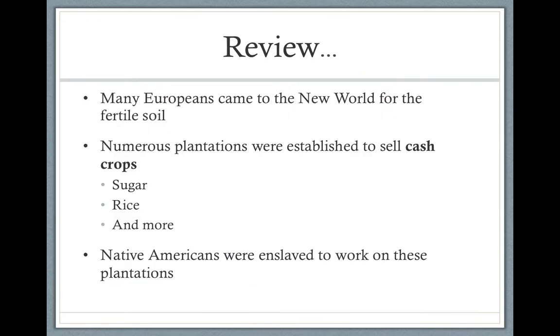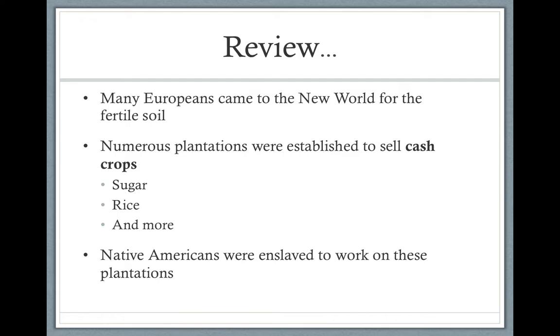So we've talked a lot so far this unit about why in the world anyone would leave Europe and come all the way to North America or South America. It's a long, dangerous journey. You are going to get sick on the boat. There's a chance the boat could tip over and you could drown. There's a chance that you're going to get blown off course. So why would people come?